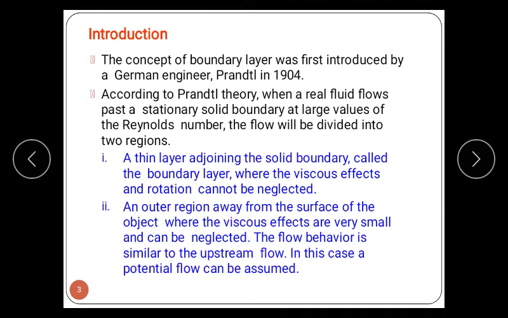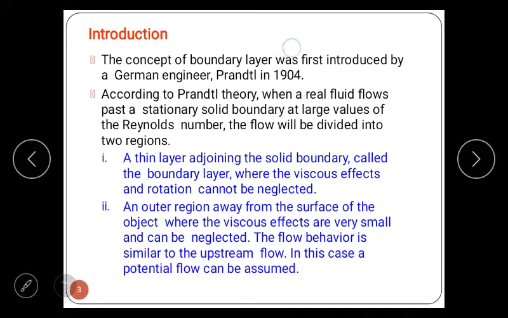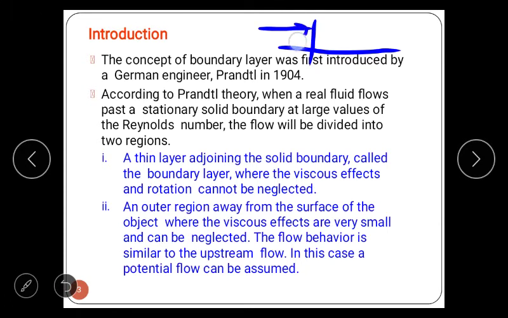That means at the uppermost layer of the flow. Take again the same example, where we have this plate and free stream velocity, the fluid is flowing in this direction and the distribution is like this. The uppermost layer has very small effect of viscosity. The flow behavior is similar to the upstream of the flow. In this case a potential flow can be assumed.